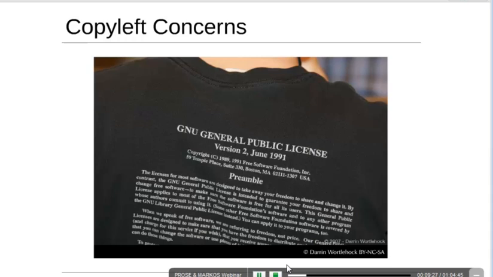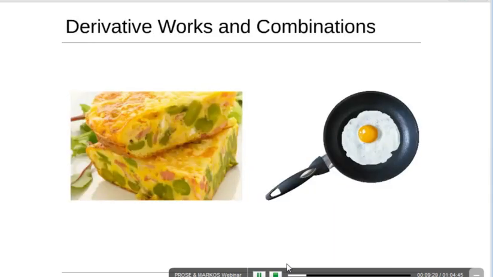Now, there are some concerns, particularly in large companies, around licenses like the GPL and the copyleft effect that it has. And that effect, if you imagine cooking, is a bit like cooking with eggs. So when you have a copyleft license, if you imagine it's a bit like a tortilla here, we're breaking eggs and we're mixing it together, and each egg is a different package, perhaps with a different license. When the eggs are mixed together and baked into a tortilla, they're inseparable.